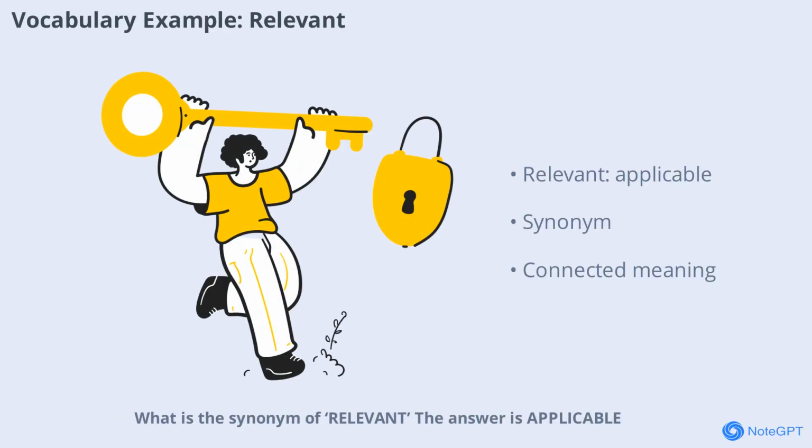What is the synonym of relevant? The answer is applicable. Relevant means closely connected or appropriate to the matter at hand. Practice matching words with similar meanings to improve your vocabulary skills.